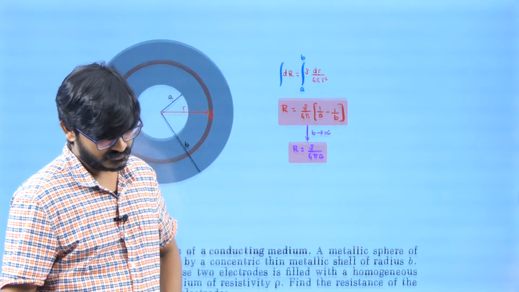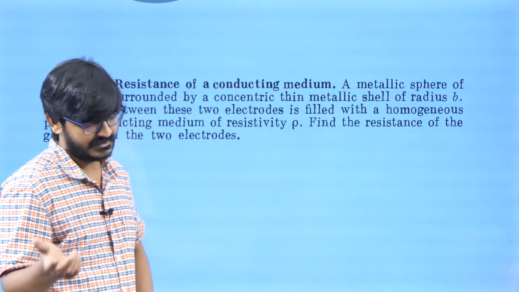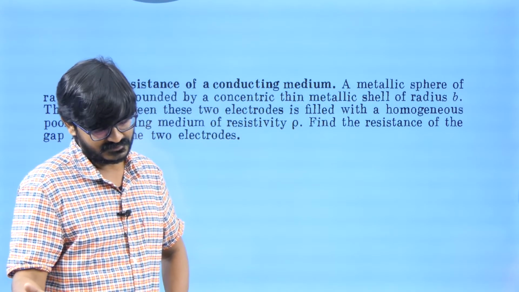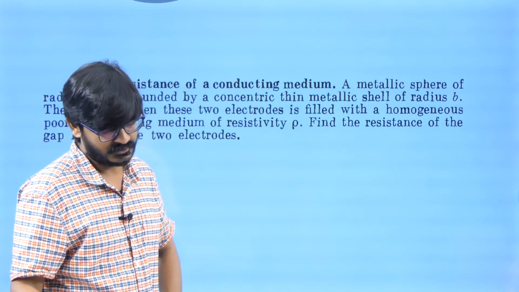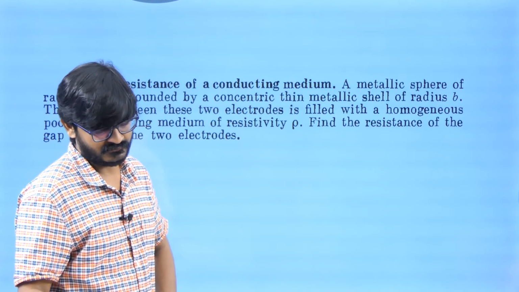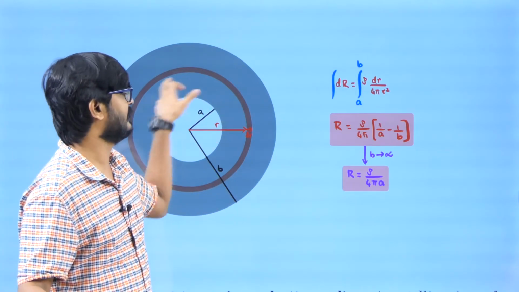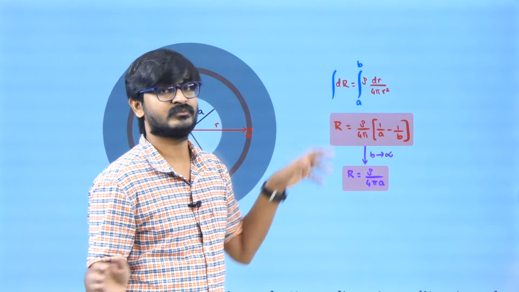Now you can read the question. The question goes like this. Resistance of conductive medium. A metallic sphere of radius A is surrounded by a concentric thin metallic shell B, and the space between these two electrodes is filled with a homogeneous poorly conductive medium of resistivity rho. Find the resistance between the two electrodes. So if you want to find the resistance between these two, you will be taking some element, finding the resistance, and integrating. You will be getting this result, which you must have done in the class.